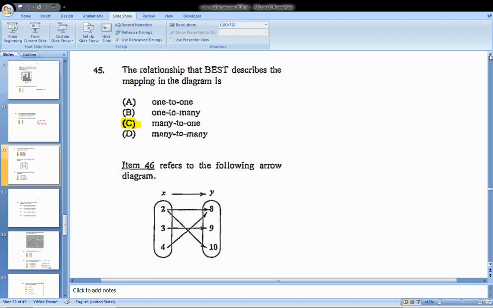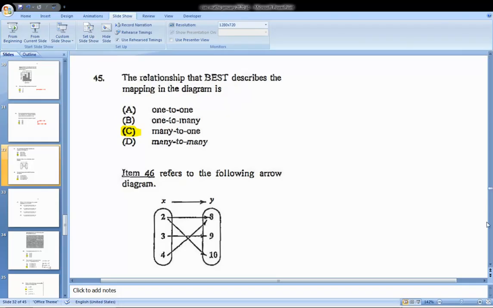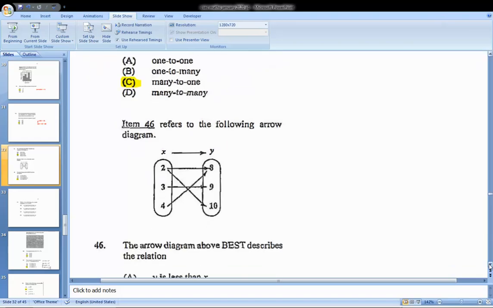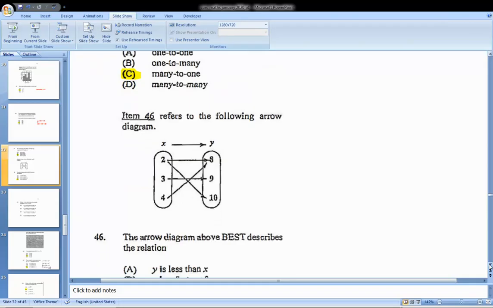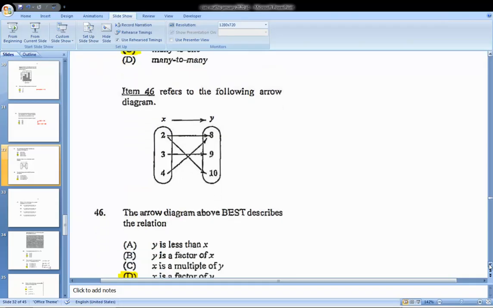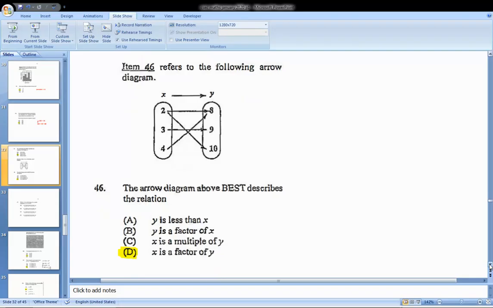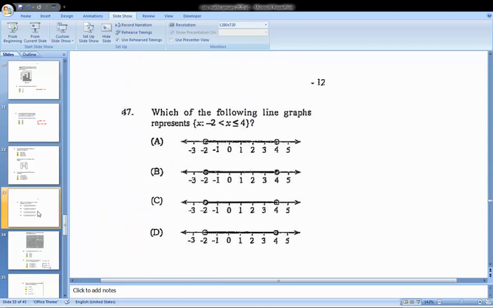Now, 46 says, item 46 refers to the following arrow diagram. So there we have it. Now it says the arrow diagram above best describes the relation. So when we take a look at this, we know that it is D because X is a factor of Y. Let's move on to number 47.